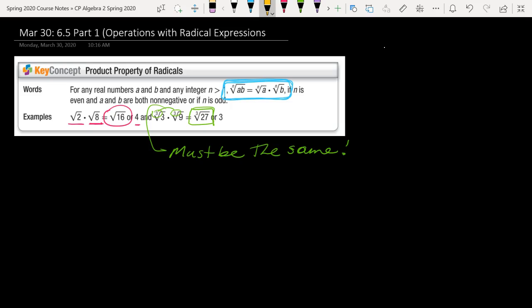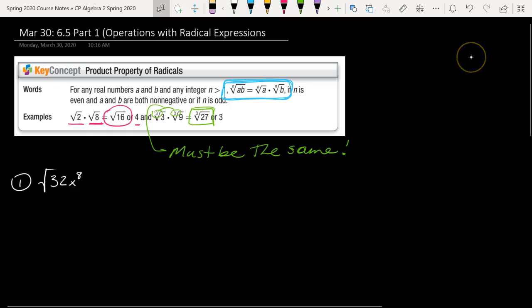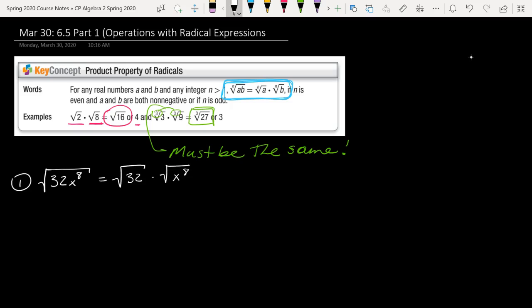Well, that seems easy enough, but let's try a couple of examples here with some variables. The square root of 32x to the 8th power. So what the product property tells us is that we can split this product into two pieces. Now, in simplifying this, all we need to do is deal with each factor separately. So we can simplify the square root of 32. Well, let's see. 32 is 16 times 2. That means we've got a perfect square in there, 16, and we can pull 4 outside the radical.